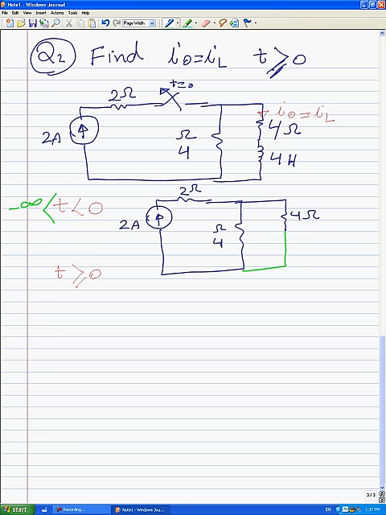And in order to find out this current, which should be the output current at time 0, or IL at time 0, we change the inductor to a short circuit. And it's very easy to solve this question. Here we have 4, here we have 2 amps. 2 amps divided between 2 and 4 ohms. That's why immediately you can say this current is equal to 2 amps. This is the final answer for part A.